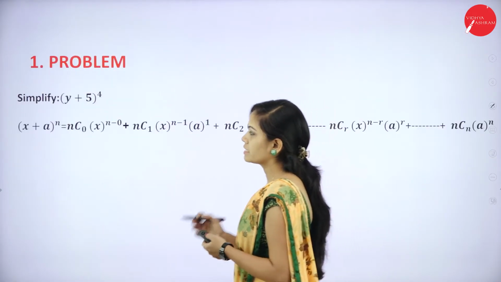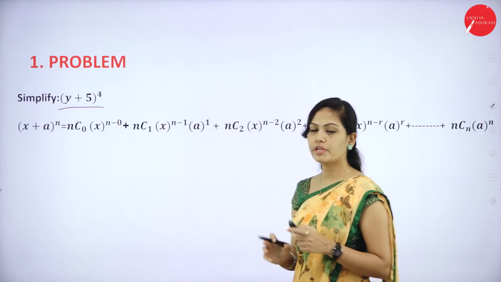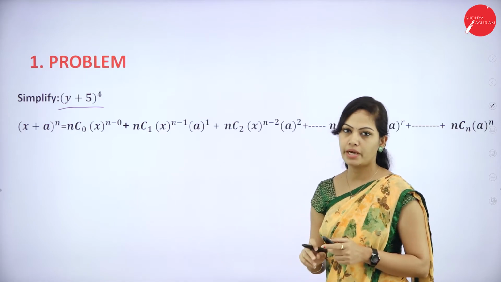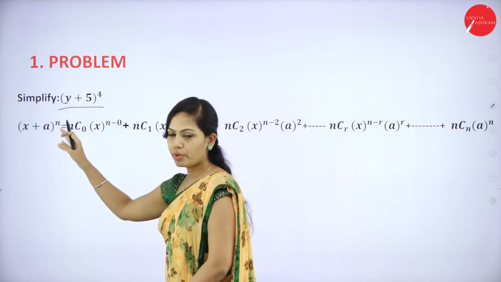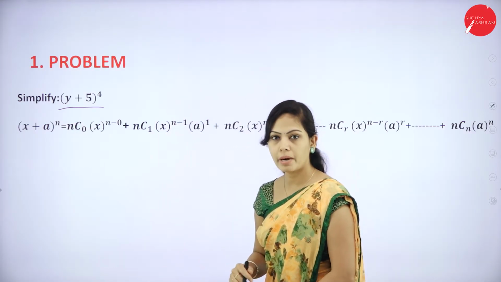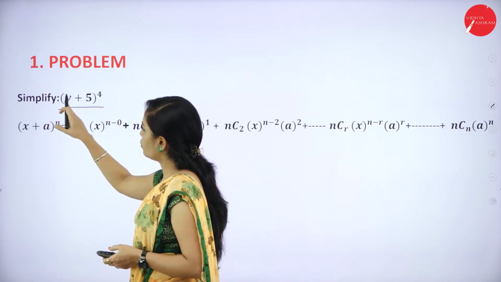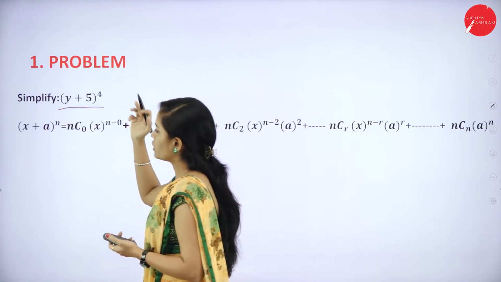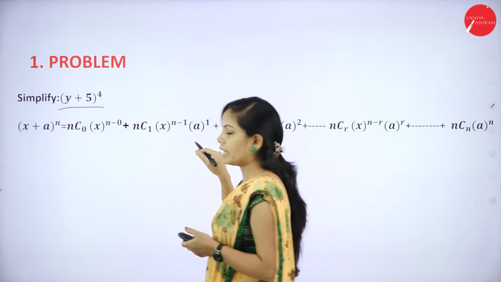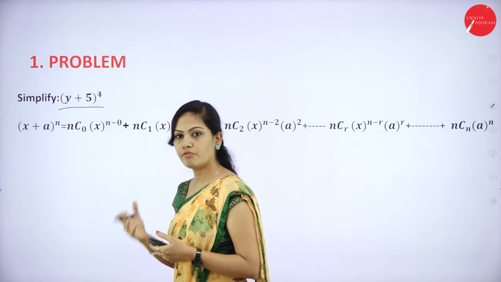Let's understand with an example problem. It is a 7 marks question. Definitely there will be a problem on this concept, binomial expansion. Here we have one expression, and you have to expand it using the binomial coefficient concept. Just observe this: we have (y plus 5) to the power 4. What is the formula? (x plus a) power n. This is the binomial expansion, and by using it we can expand this and find the value.